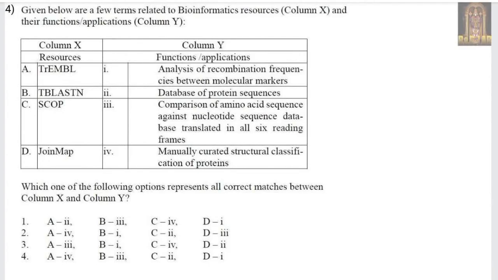This question is based on some bioinformatic resources. Here in column X, you can see the name of the resources, and in column Y, the functions are there, and you have to match them. So first of all, TR-EMBL, so translational EMBL. So what is EMBL? EMBL is actually a nucleotide sequence database, and just translating all the coding sequences present in that EMBL database, we got the TR-EMBL resource.